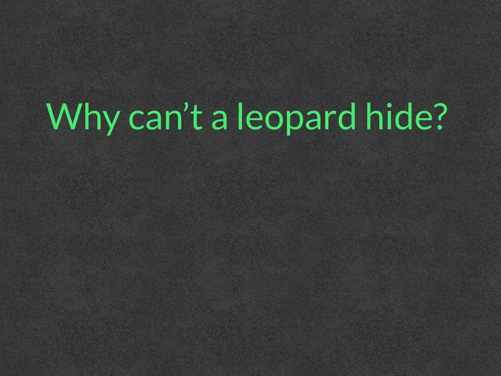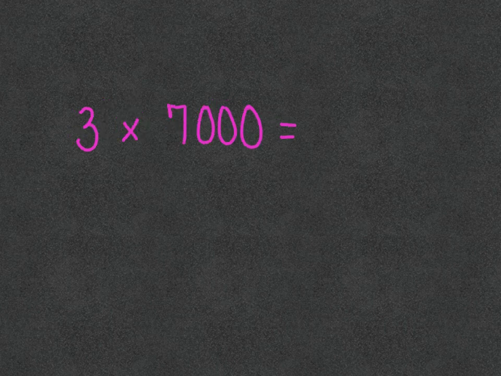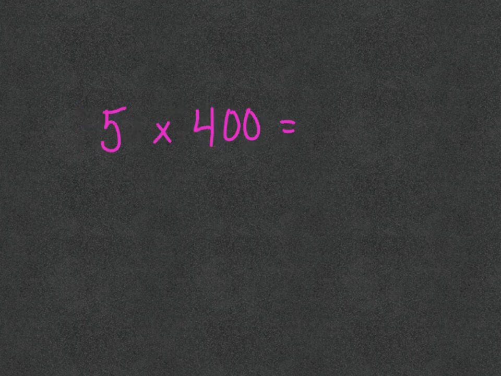All right, solve this riddle by solving the next 3 problems. Why can't a leopard hide? 200 times 5 is equal to what product? 3 times 7,000 is equal to what product? 5 times 400 is equal to what product?